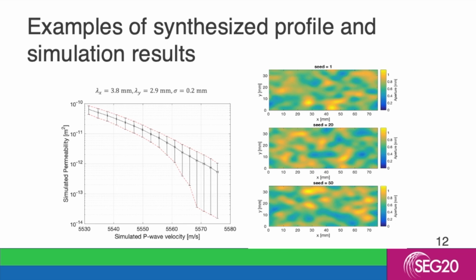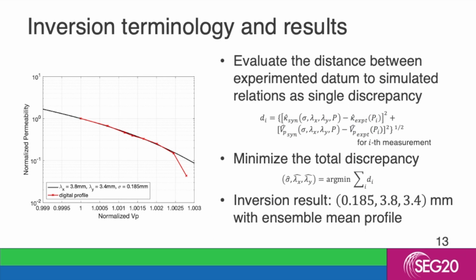If we use this profile, the terminology is that we're trying to minimize the discrepancy between the normalized permeability VP trend here. We evaluate the distance between the experimental datum and the simulated relations as a single discrepancy using simple Euclidean distance. So we evaluate the distance between each point on the target profile and the simulated profile, and we sum the results for all the experimental pressure levels. Then we try to minimize the total discrepancy, as defined by the total distance across all the experimental levels, and that would be our inversion result, the approach for the profile that has the least discrepancy.